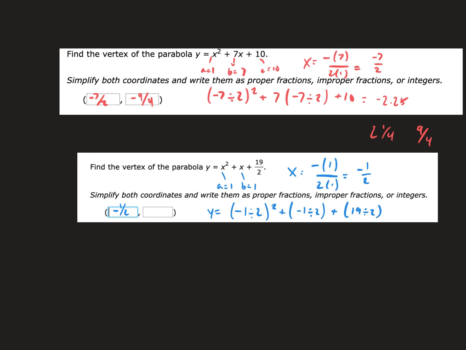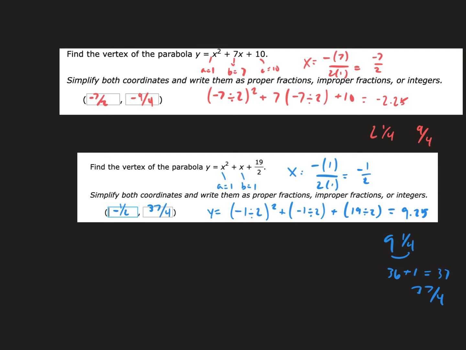And that gave me 9.25, which is 9 1/4. So 9 times 4 is 36. 36 plus 1 is 37. That's 37/4. It's positive. 37/4 here. So that's finding the vertex. Sorry about the fraction stuff.